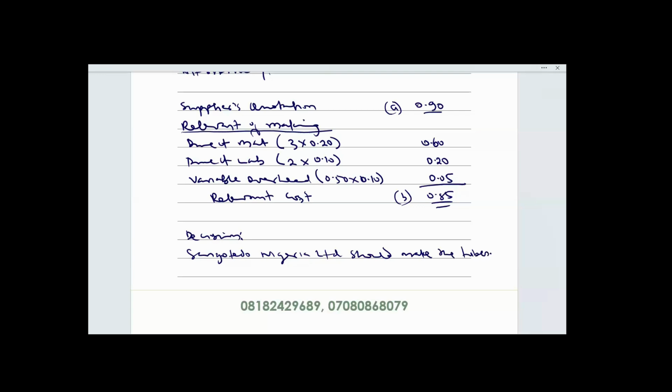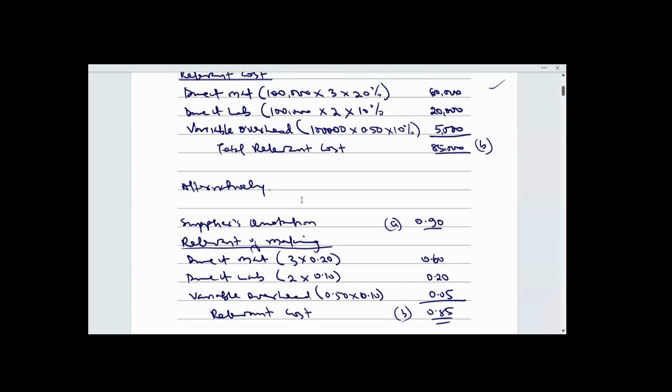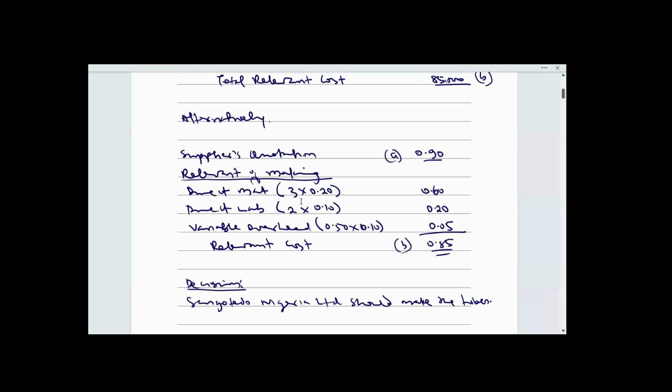If you want to go further, you can say Shangotedo Nigeria Limited should make the tube since supplier's quotation of 90 kobo is higher than the relevant cost of making the tube, 85 kobo. That's all. But just do it this way and you move on. So that is as per the first requirement.